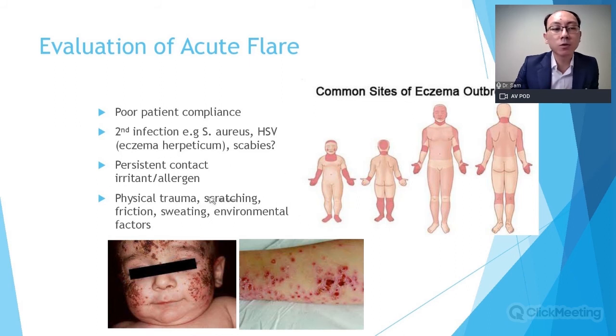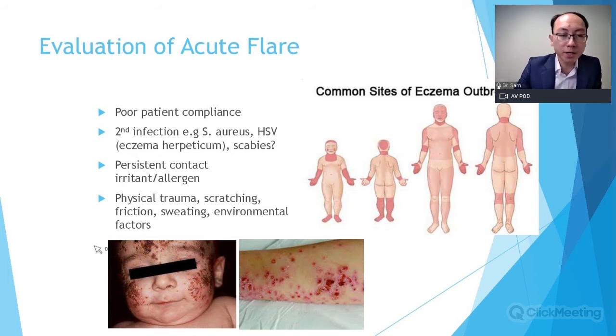Next, you also want to ask whether the patient has a persistent contact irritant or allergen. Poor housing environment, cats' or dogs' fur, dusty environment. This can also cause the acute flare. Or is there any physical trauma? A lot of scratching, sweating.